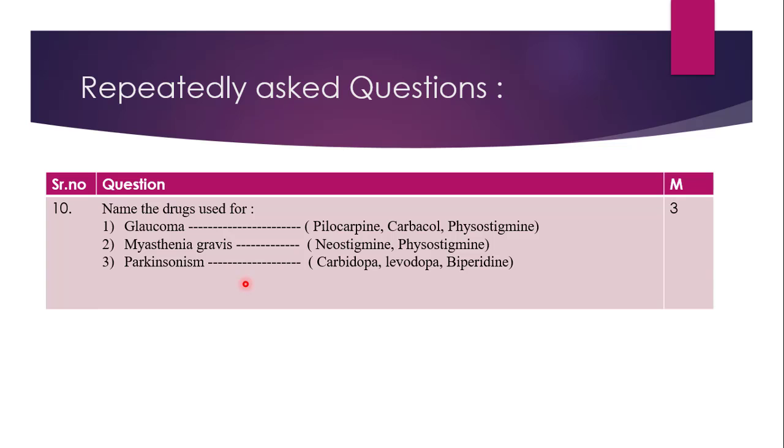Then the next question is, name the drug used for. This is a very famous question which is asked in the exam. Name the drug used for glaucoma. Sometimes they may ask you for the drug which is used in glaucoma. The examples are pilocarpine, carbachol, physostigmine, etc. Then name the drug used in treatment of myasthenia gravis. In case of myasthenia gravis, neostigmine, physostigmine, etc. And the third disease is Parkinsonism. In that the drugs are carbidopa, levodopa, bipyridine, etc.